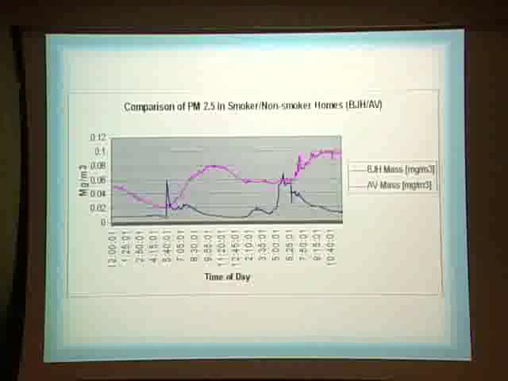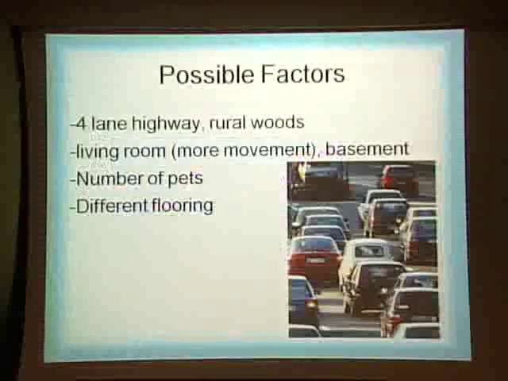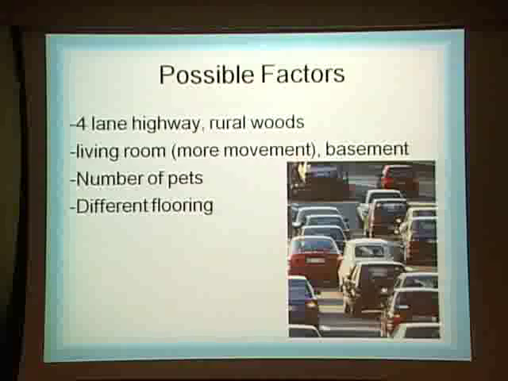As you can see, the averages are obviously less with a non-smoking house. And the possible factors that may have affected some of the spikes were that the one on Russell is next to a 4-lane road, the other one's in the rural woods, and the living room, the flooring, and stuff.